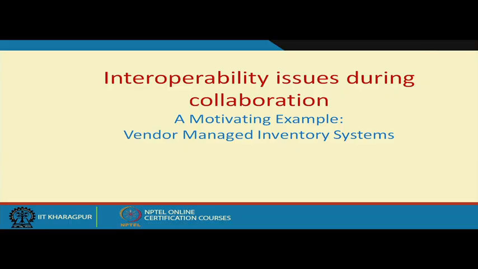Welcome back. Last class we were discussing integration and interoperability, and we saw the various dimensions of interoperability. We saw that two major things can happen because of this: one is data level incompatibility, another is service level incompatibility. Then we saw the dimensions of collaboration. Collaboration can take place in two dimensions: one is inventory level collaboration, another is planning level collaboration.